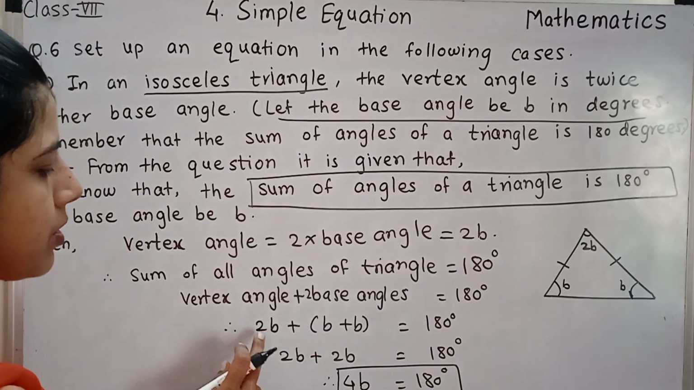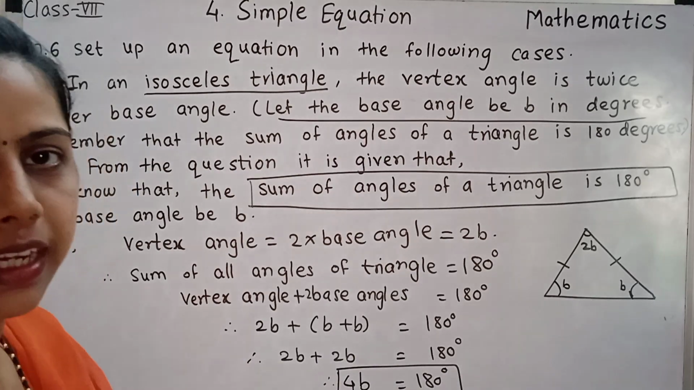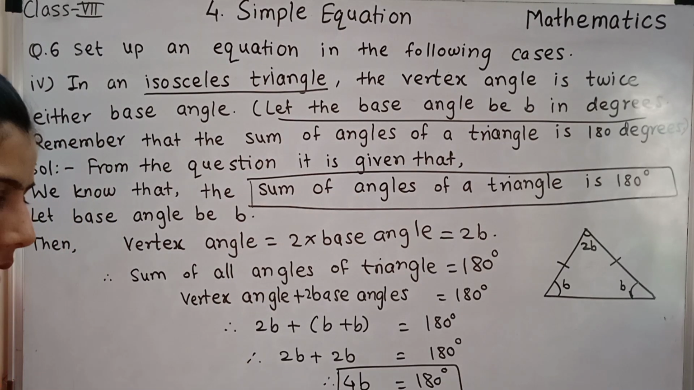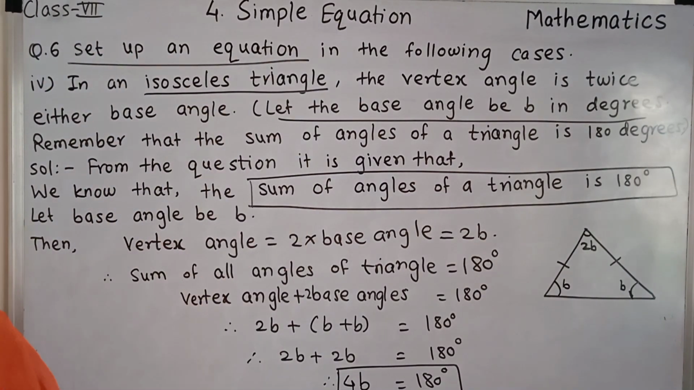Adding them, 2B plus 2B gives 4B equal to 180. So this is your equation. We only have to set up the equation here, not solve it. See, set up the equation, that is all that was asked.